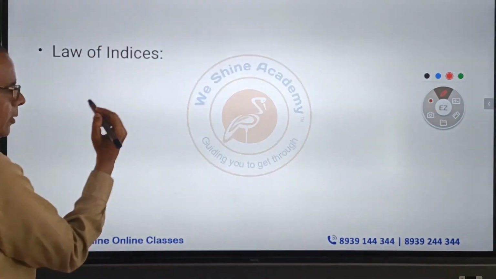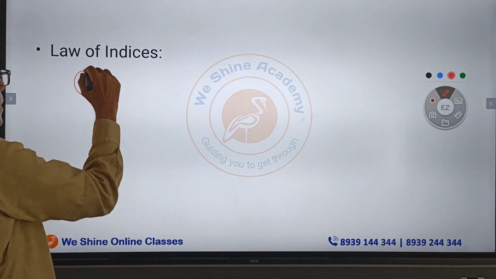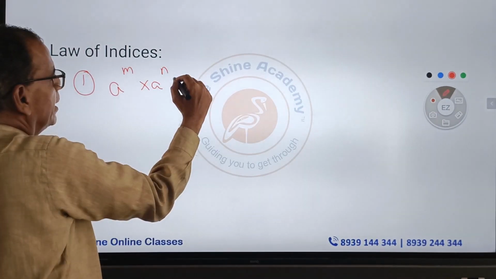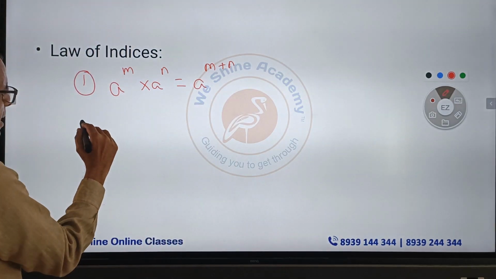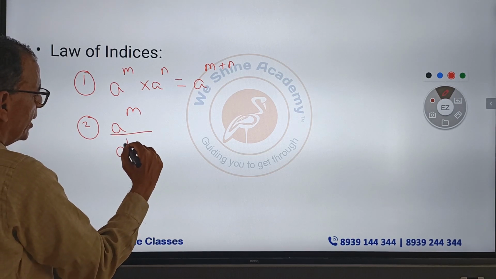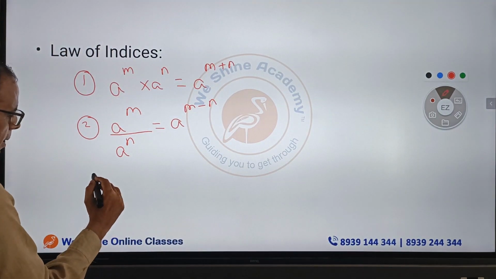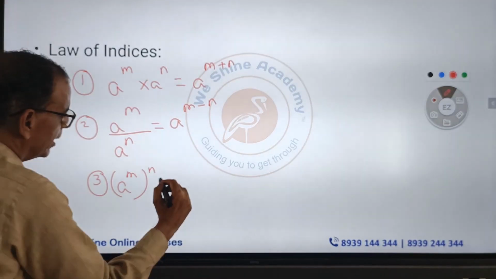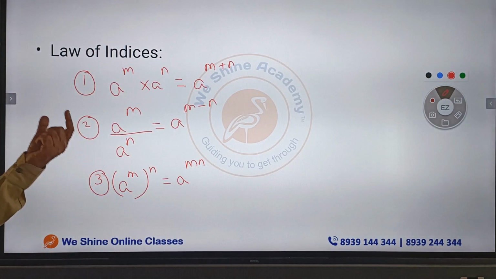Note down the rules. Rule number 1: A to the power m into A to the power n is equal to A to the power m plus n. Secondly, A to the power m divided by A to the power n is equal to A to the power m minus n. Third rule: A to the power m within bracket, to the power n, is A to the power mn. It should be in bracket only.